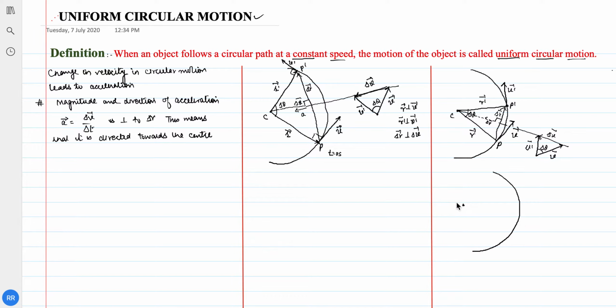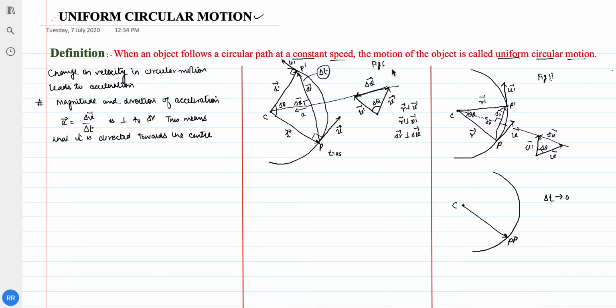This is once again the center C, and this is the position vector P. Okay, now P and P prime are at the same point. P and P prime overlap at this point. What does this mean? This means that when delta t approaches 0. So here in this figure, I will mark this as figure number 1 and this as figure number 2.